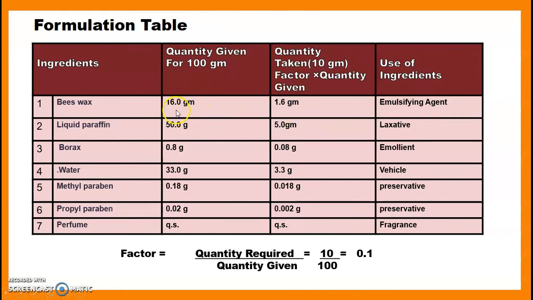For example, 16 gram multiplied by 0.1 we get 1.6 gram. In this way we get all the quantities. Here beeswax is used as an emulsifying agent, liquid paraffin as an emollient, borax as an emulsifier, water as a vehicle, methyl paraben as a preservative, propyl paraben again as a preservative, and perfume is quantity sufficient. It is used for the fragrance.